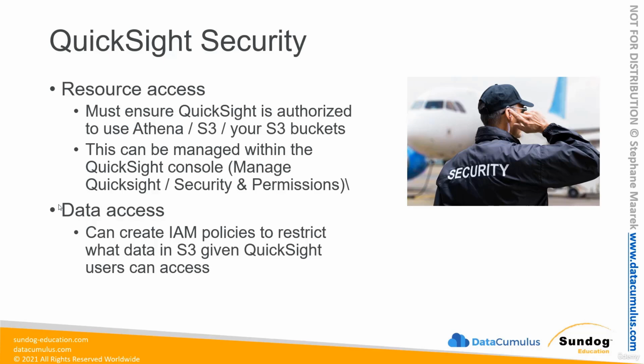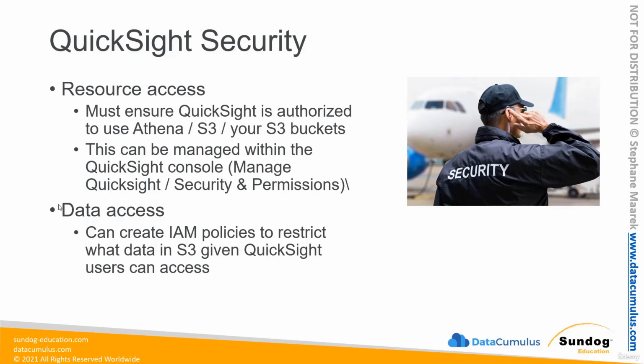So before you get to the user level, you have to make sure that QuickSight itself is authorized to access the data that you want, whether it's in Athena or S3. And again, that can be managed right from the QuickSight console. Now, if you do need to restrict what users can access, specific users, you can create IAM policies to restrict what data in S3 a given QuickSight user can access. So remember, you need to ensure QuickSight itself is authorized to access your data, and you also need to control what users can access what data through IAM policies.